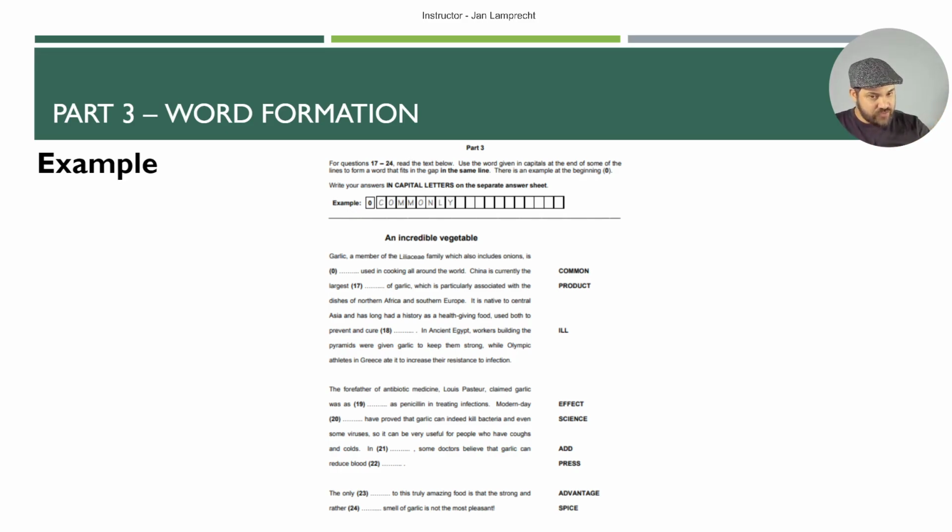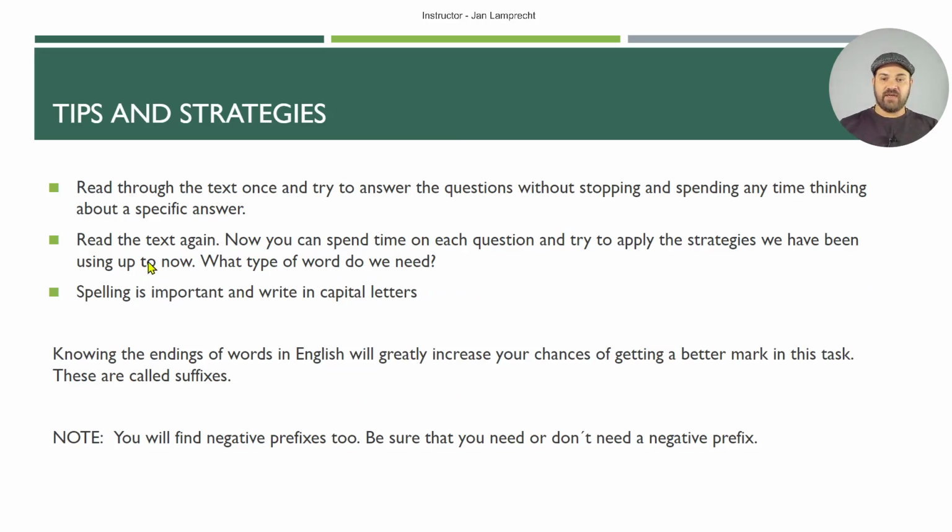Later, when you're done reading, we will start again and verify to see if our answers are correct. Read the text again. If there were any that you couldn't answer, please apply the strategies we've been using up to now. Look at the words before and after the gap. Try and understand what type of word you need. Is it a verb? This is very important, extremely important.